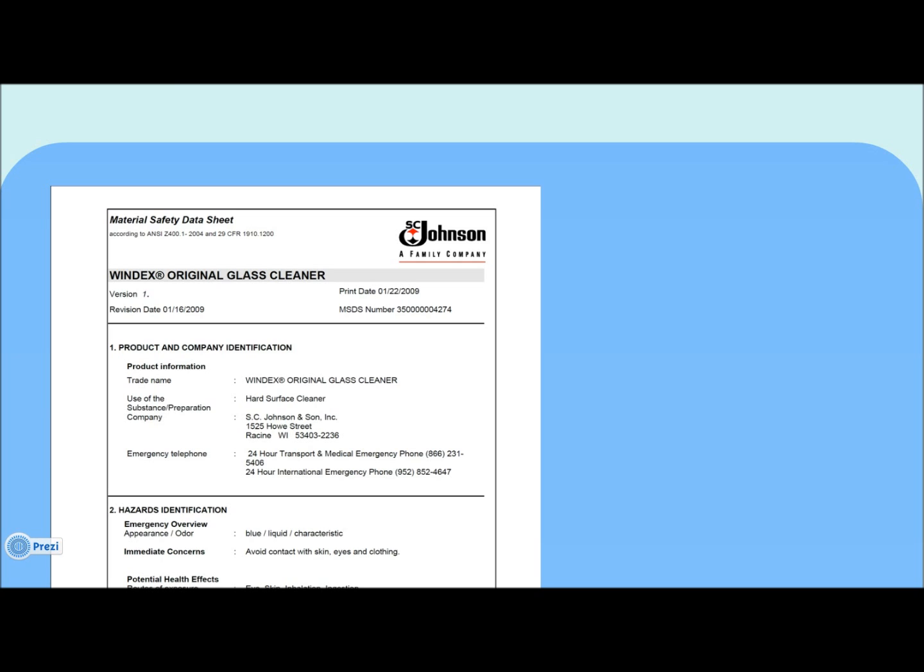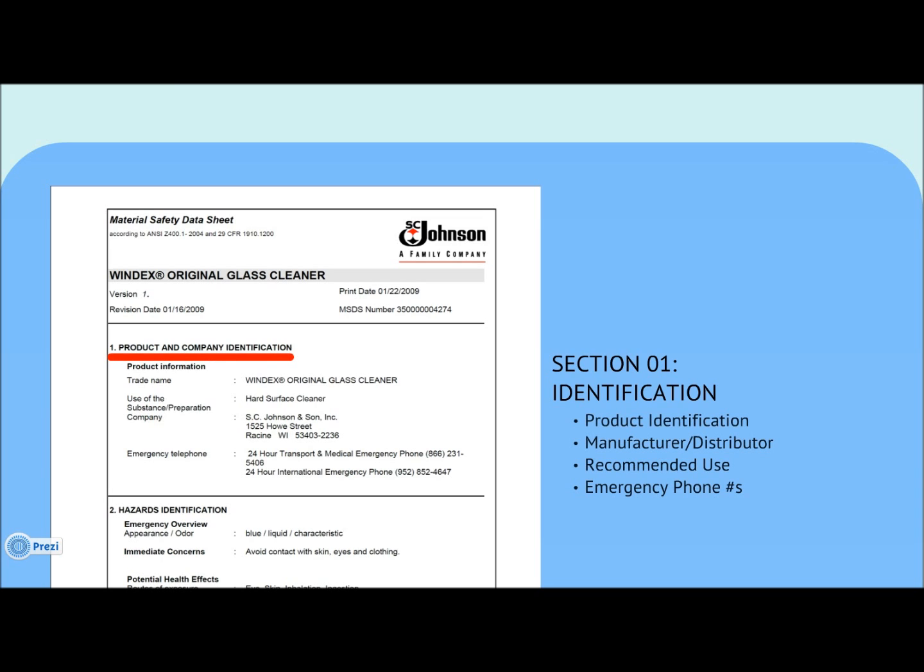These sections include Section 1, Identification. This will include the product identifier, manufacturer or distributor name, address, phone number, emergency phone numbers, the recommended use of the product, and restrictions on use.